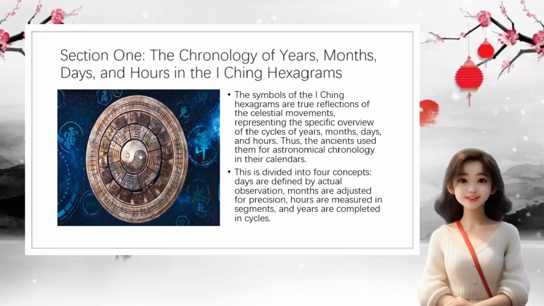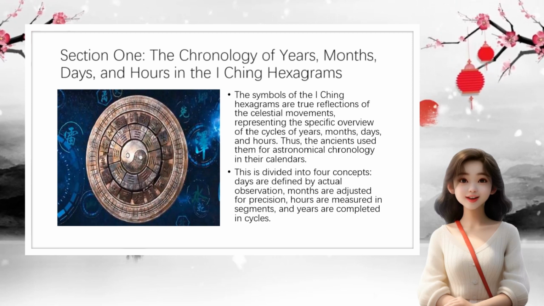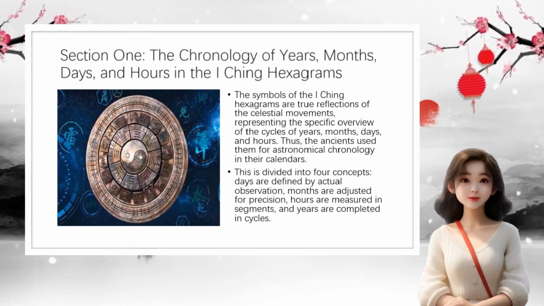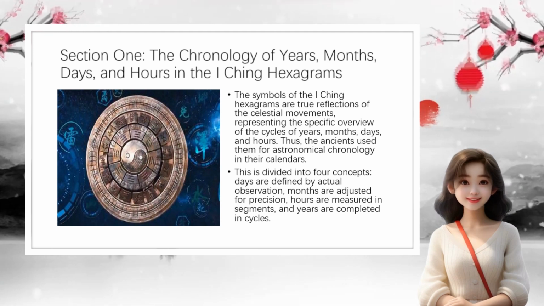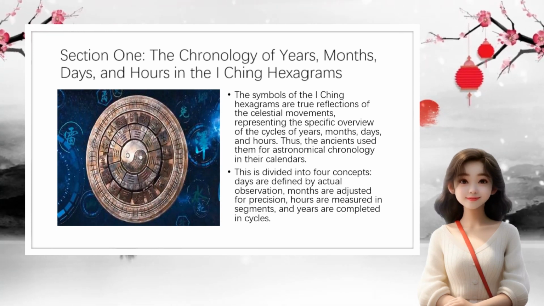This is divided into four concepts. Days are defined by actual observation. Months are adjusted for precision. Hours are measured in segments. And years are completed in cycles.